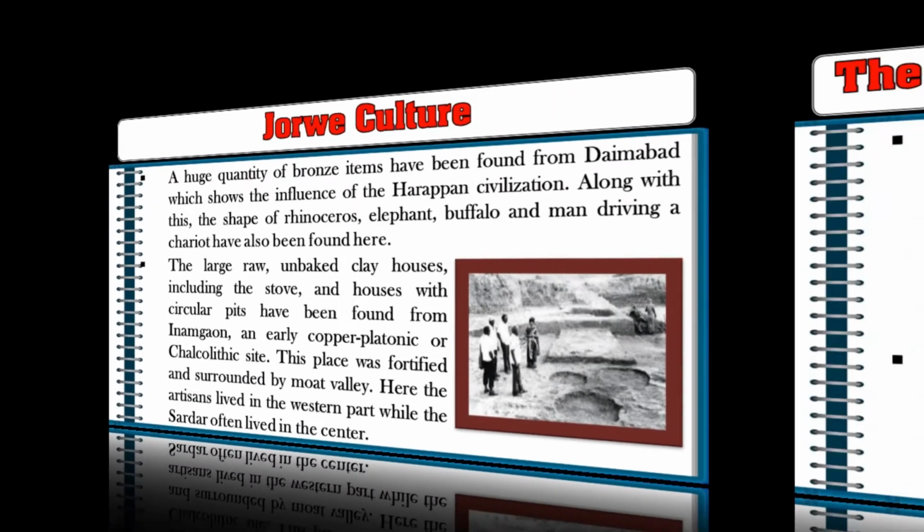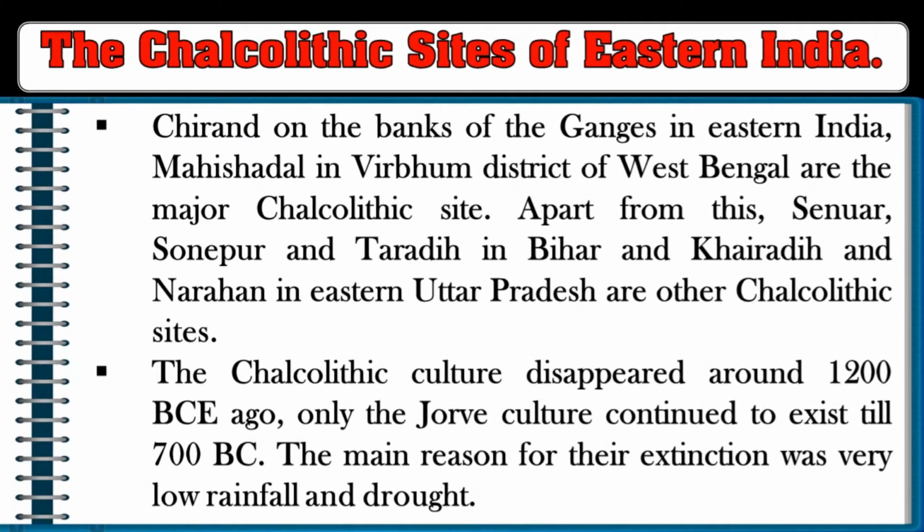Let us now have a look at the Chalcolithic sites of eastern India. Chirand on the banks of the Ganges in eastern India and Mahishadal in Birbhum of West Bengal are the major Chalcolithic sites. Apart from this, Senwar, Sonpur and Taradih in Bihar and Khairadih and Narhan in eastern Uttar Pradesh are other Chalcolithic sites. The Chalcolithic culture disappeared around 1200 BCE. Only the Jorwe culture continued to exist till 700 BCE. The main reason for their extinction was very low rainfall and drought. In this way, we gathered information about the major Chalcolithic cultures.